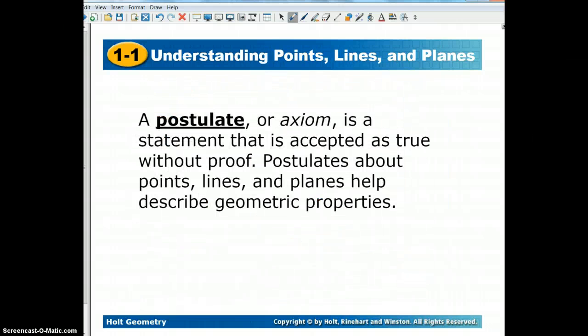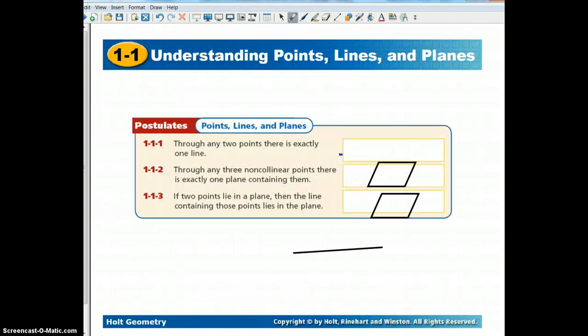Let's look at the back of your first page. There you will see some postulates. A postulate or an axiom is a statement that is accepted as true without proof. Postulates about points, lines, and planes help describe geometric properties. So our first postulate says through any 2 points there is exactly one line.